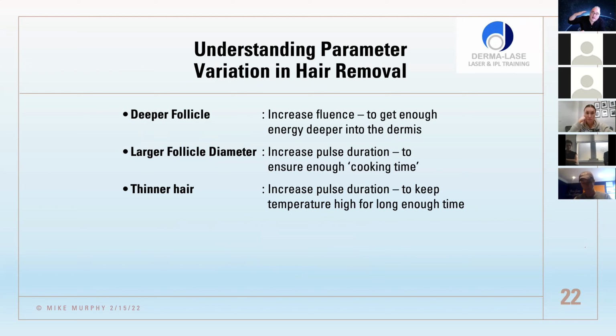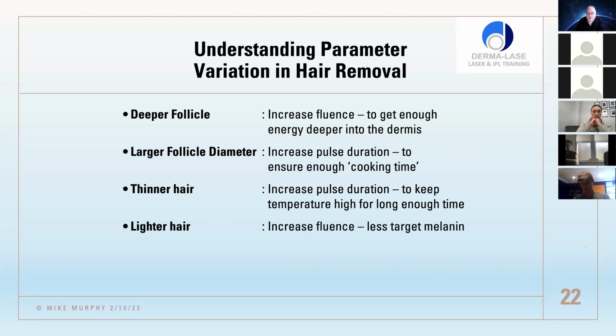If you've got a thin hair, again, you have to increase the pulse because even though the temperature is quite high, it cools quickly. So you've got to make sure you keep the temperature up for a long enough time to cook those hairs as well. Kind of curious that the answer to thick and thin hairs is the same: increase the pulse, assuming you get the right temperature.